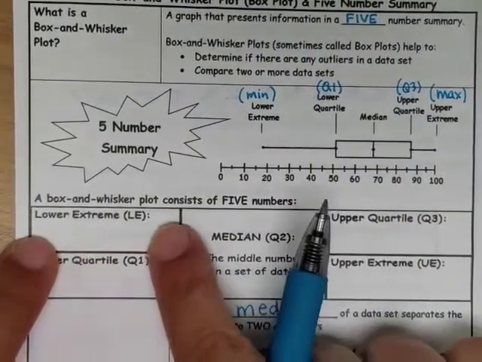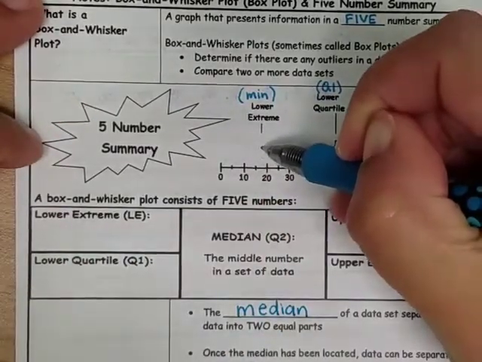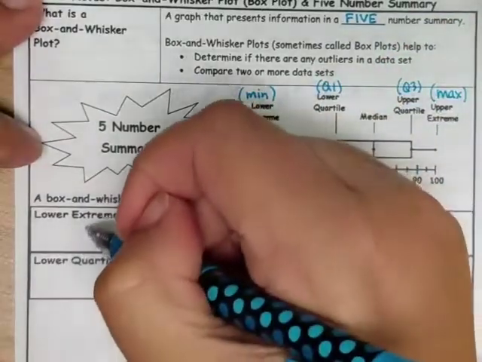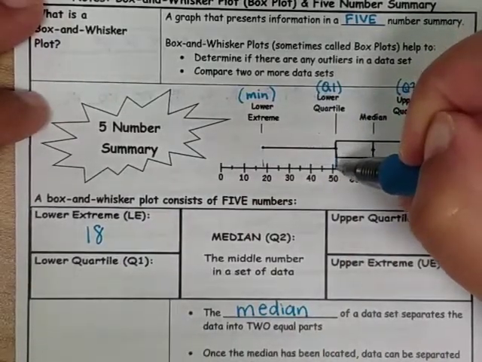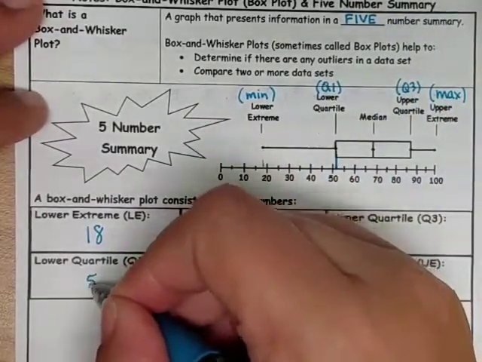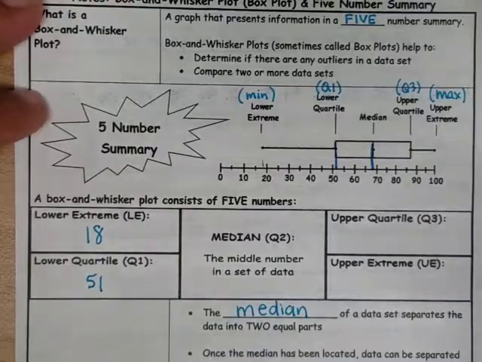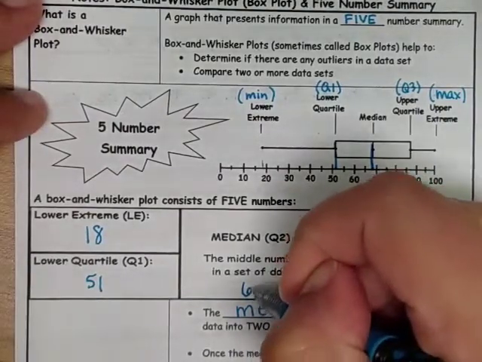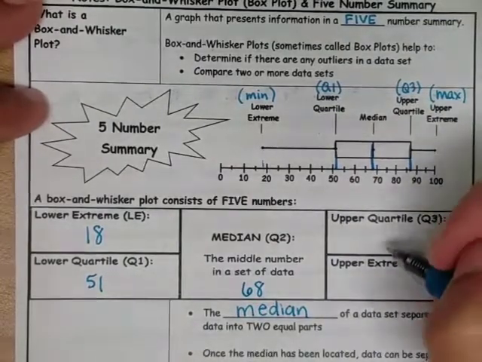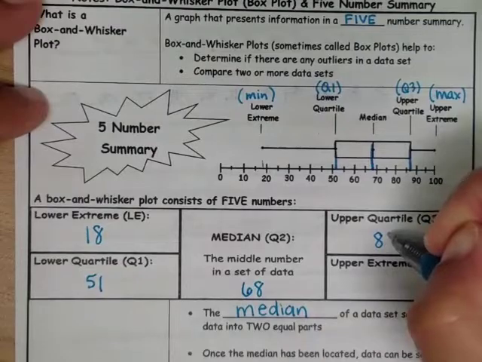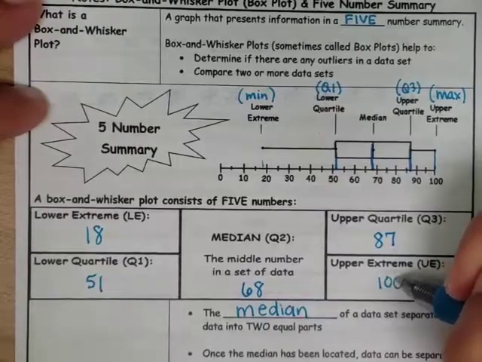So here's your lower extreme. What we want to do is identify from here the lower extreme, which looks like it's about 18. And then you've got your Q1, which looks about 51, 52. Then you've got your median, which looks about 68. Then you've got your Q3, which looks about 86, 87. And then you've got your upper extreme, which looks like 100.